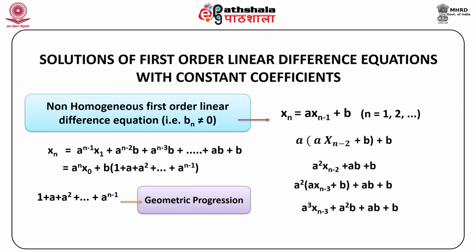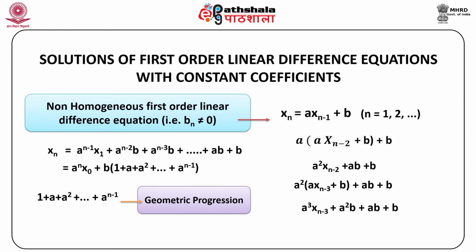Continuing in the same manner, we get xn is equal to a raised to the power of n minus 1 x1 plus a raised to the power of n minus 2 b plus a raised to the power of n minus 3 b, which continues up till ab plus b, which is equal to a raised to the power of n x0 plus b times (1 plus a plus a squared right up to a raised to the power of n minus 1).